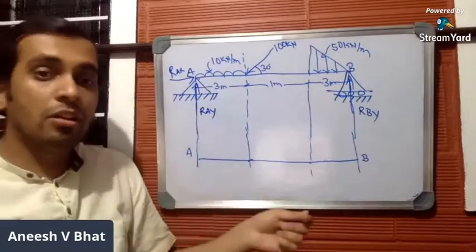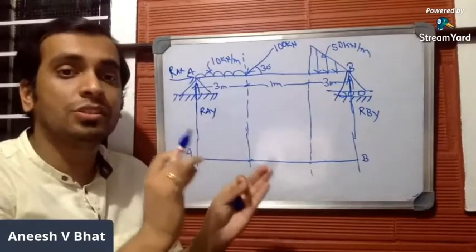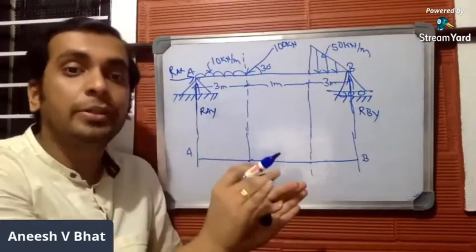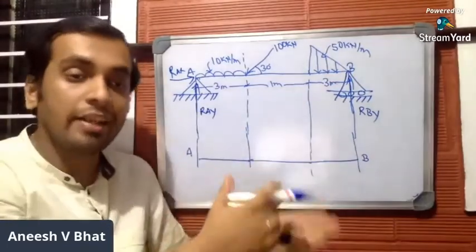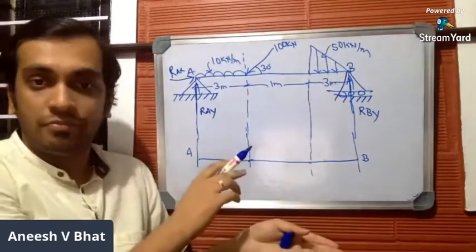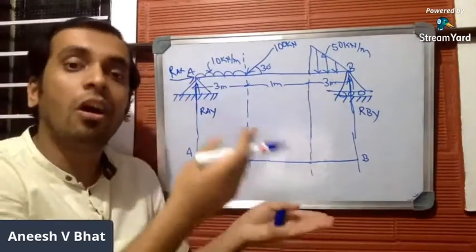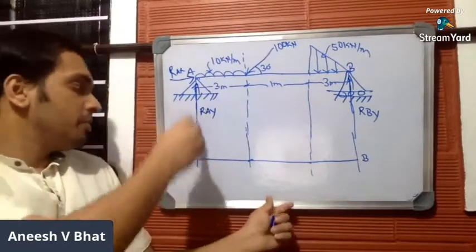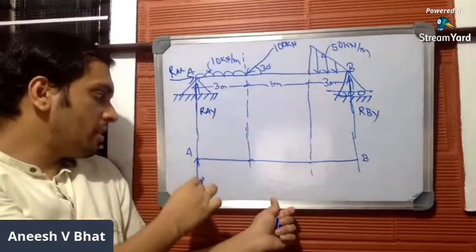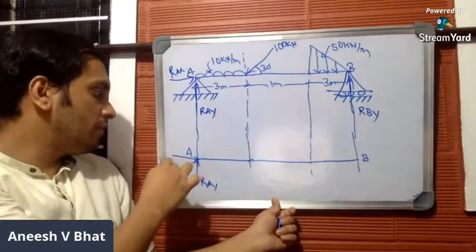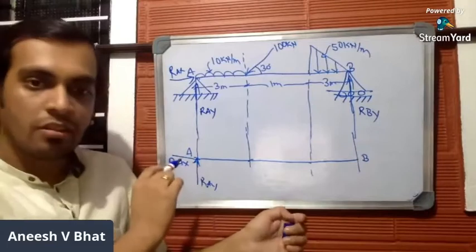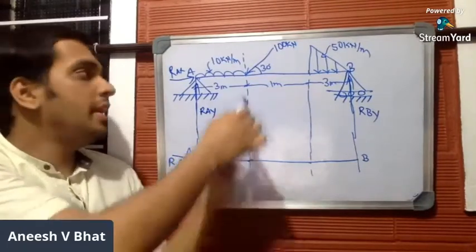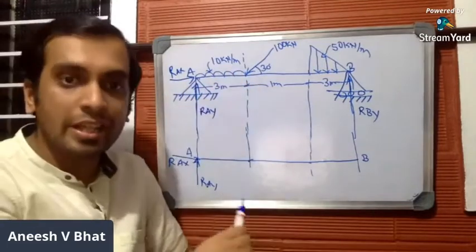Let us start marking all the forces. You should make sure that all the forces in this particular drawing are in the form of point loads, and none of the forces should be inclined. Everything should be resolved. All the forces should be either horizontal or vertical. Right? So let us start from point A. So this will be RAY, and you have RAX.